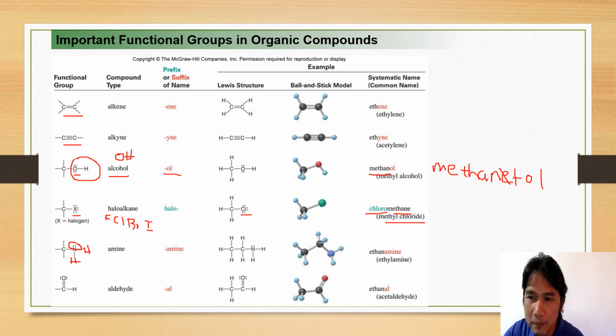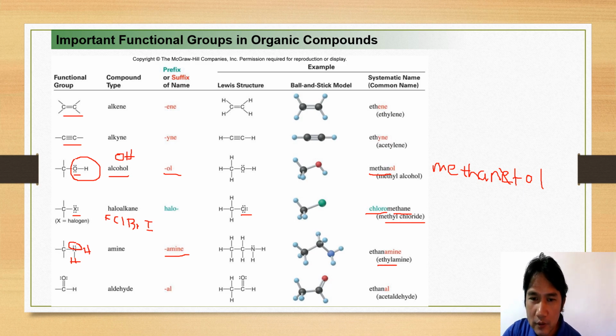So when an amine is added to a hydrocarbon, let's say in this example there are 2 carbons, so that's ethane, but it ends with amine, so you say ethanamine. That's the systematic name, ethanamine. The common name is ethylamine. Ethyl means 2 carbon atoms also.